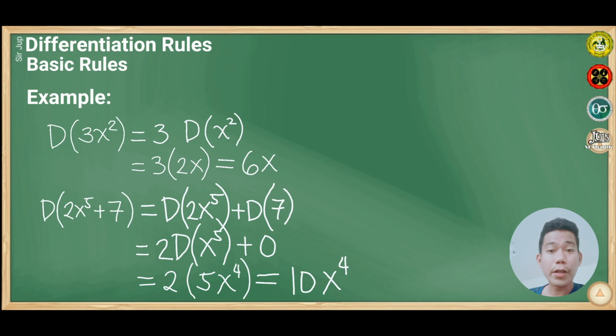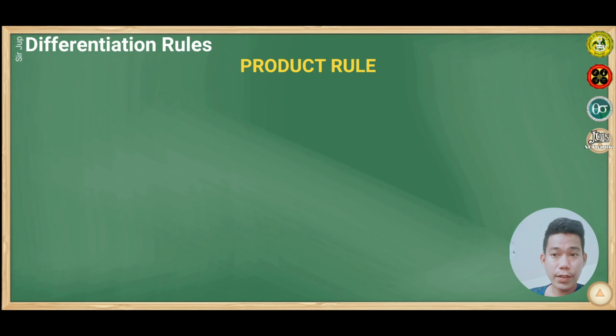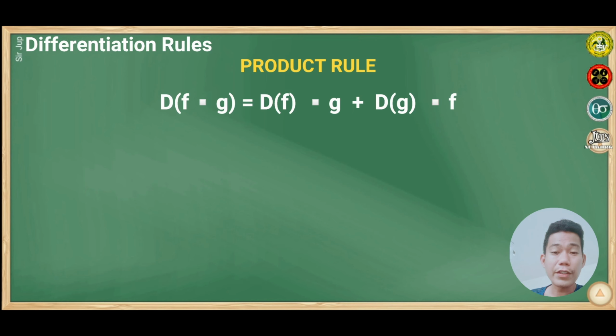We also have the product rule. Okay, so itong product rule is parang the derivative of the product. So if you have the product of two functions f of x and g of x, the derivative of f of x times g of x is equal to the derivative of f times g plus the derivative of g times f. Okay, so ganun lang.